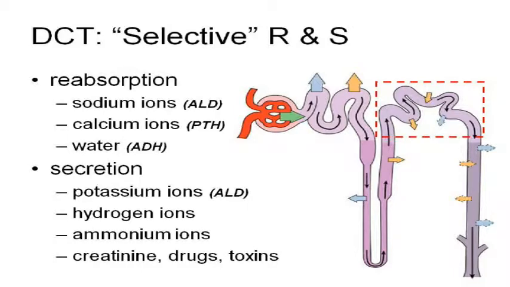So if aldosterone is present, sodium is reabsorbed. If parathyroid hormone is present, calcium is reabsorbed. If ADH is present, water is reabsorbed. So, sorry, antidiuretic hormone. So, selective reabsorption and secretion is what occurs at the distal convoluted tubule, mainly selective reabsorption. The distal convoluted tubule will reabsorb sodium and pee out or secrete potassium.